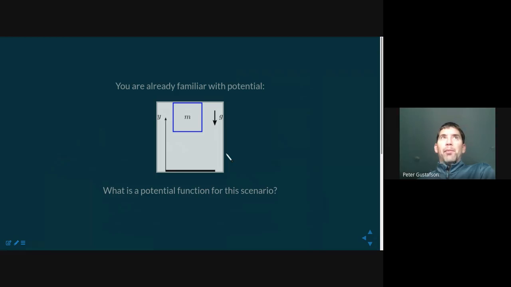We know that as we move a mass up or down, we describe it as changing its potential energy. When you climb up on a ladder, you have potential energy that then gets turned into kinetic energy as you fall off the roof, right? So that's the idea. So what is the potential? We need to come up with a mathematical function that describes this scenario.